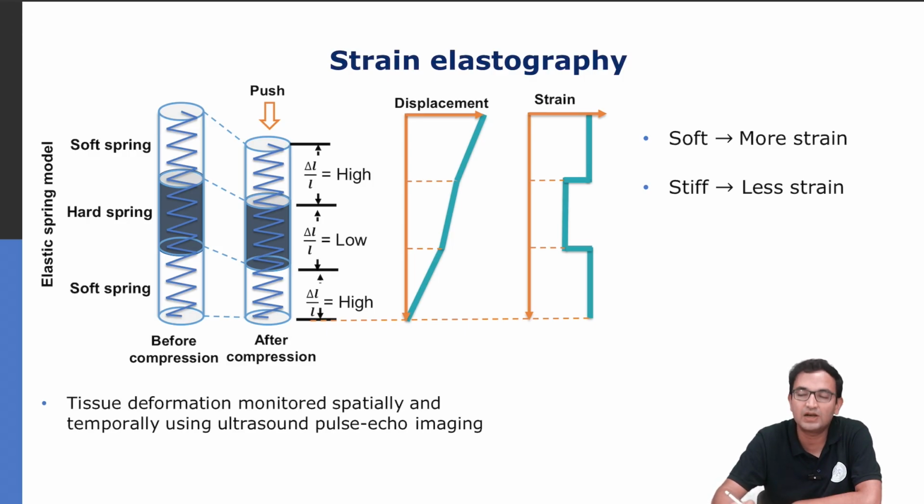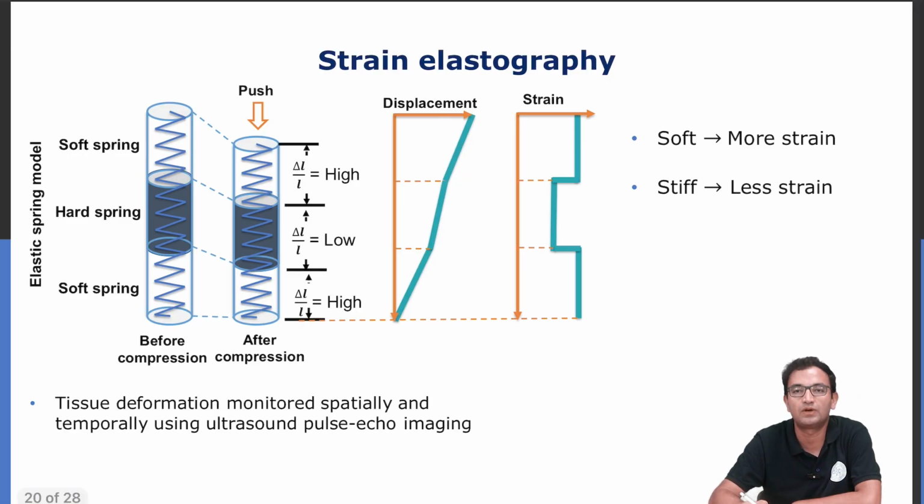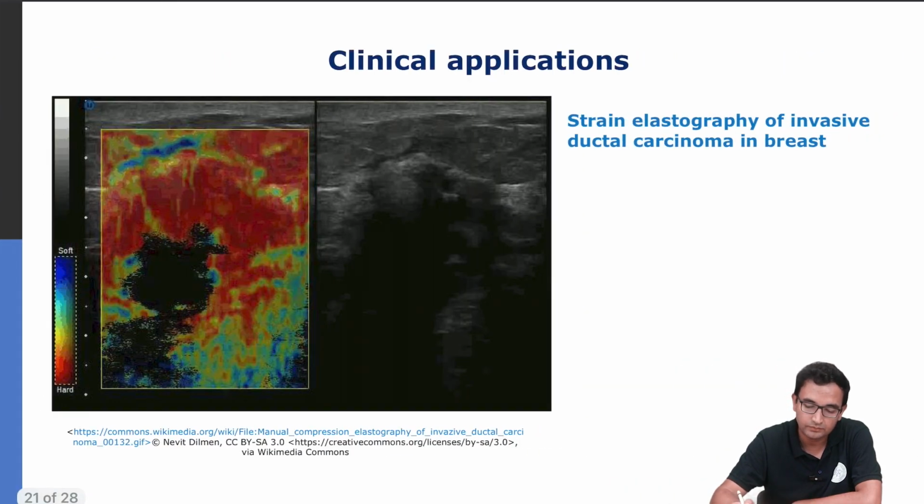So, this is called strain elastography. If a tissue is soft, it will undergo more strain. If a tissue is stiff, it will undergo lower strain. So, in strain elastography, tissue deformation is monitored spatially as well as temporally using ultrasound pulse echo imaging. So, here is an example of strain elastography. It is being used to evaluate invasive ductal carcinoma, which is a kind of breast cancer.